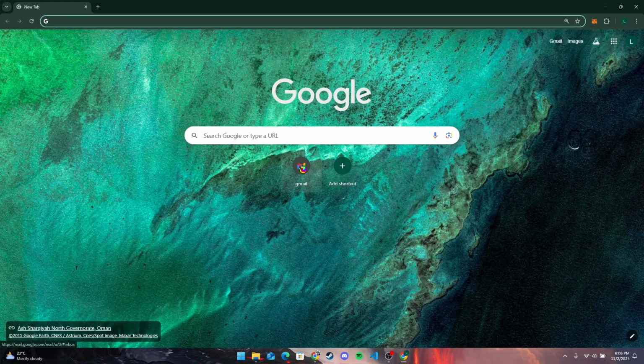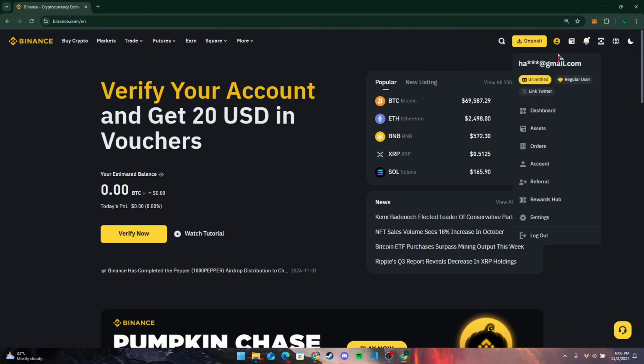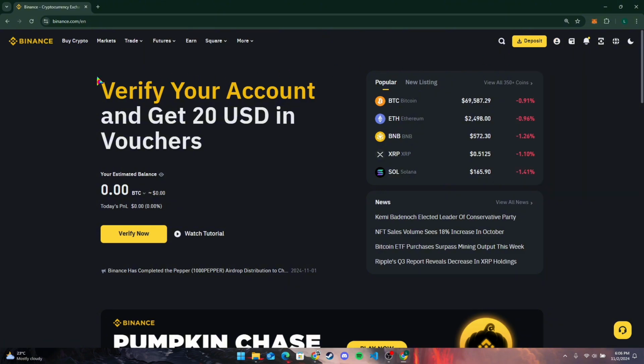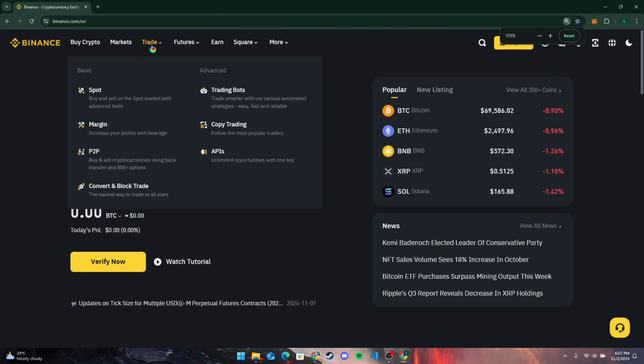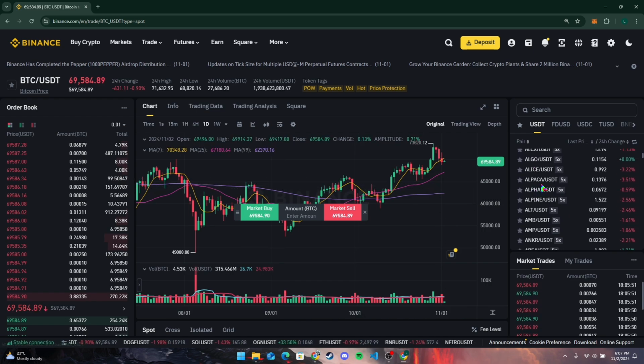First of all, open up your preferred web browser and head over to Binance. Make sure that you are logged into your account. Now, click on the trade option, which is at the top navigation bar. After that, click on the Spot button. Now, select the cryptocurrency pair you want to analyze.